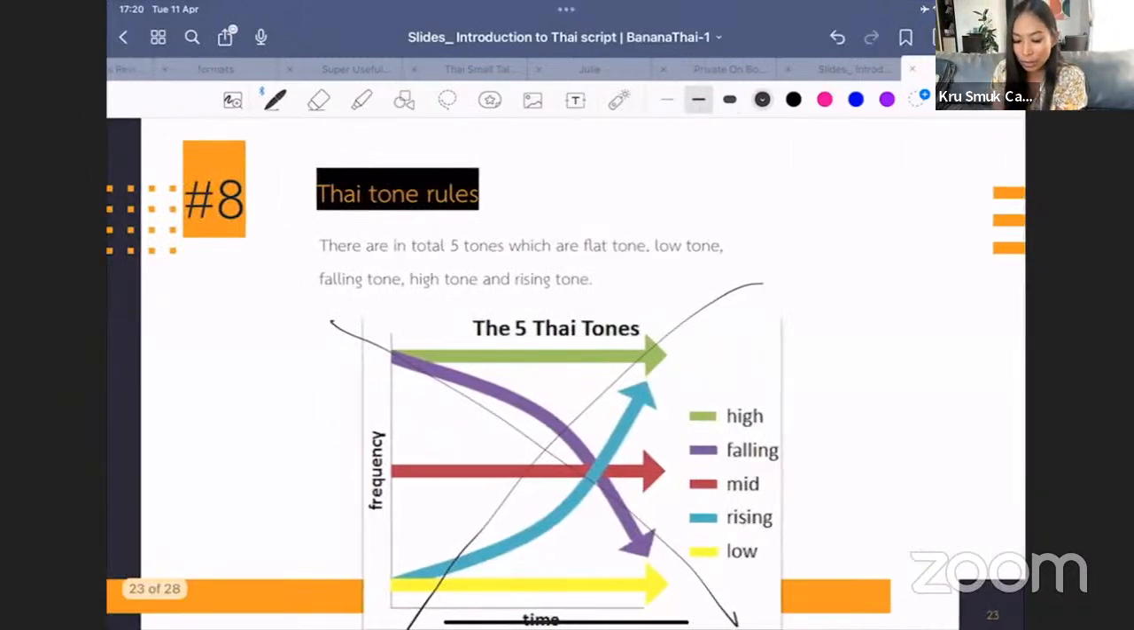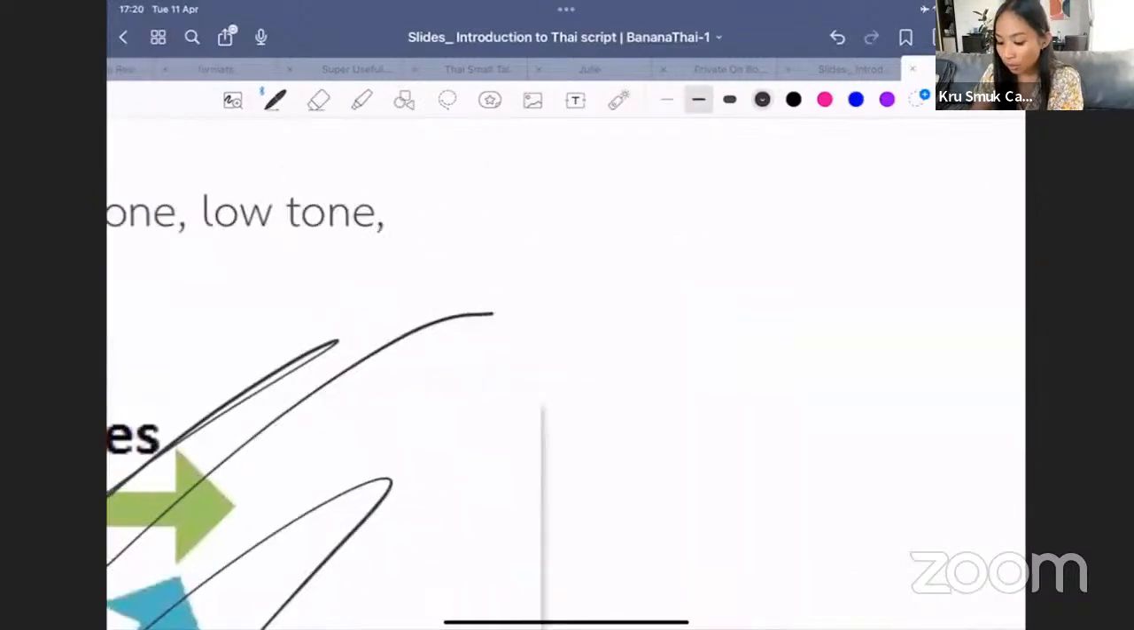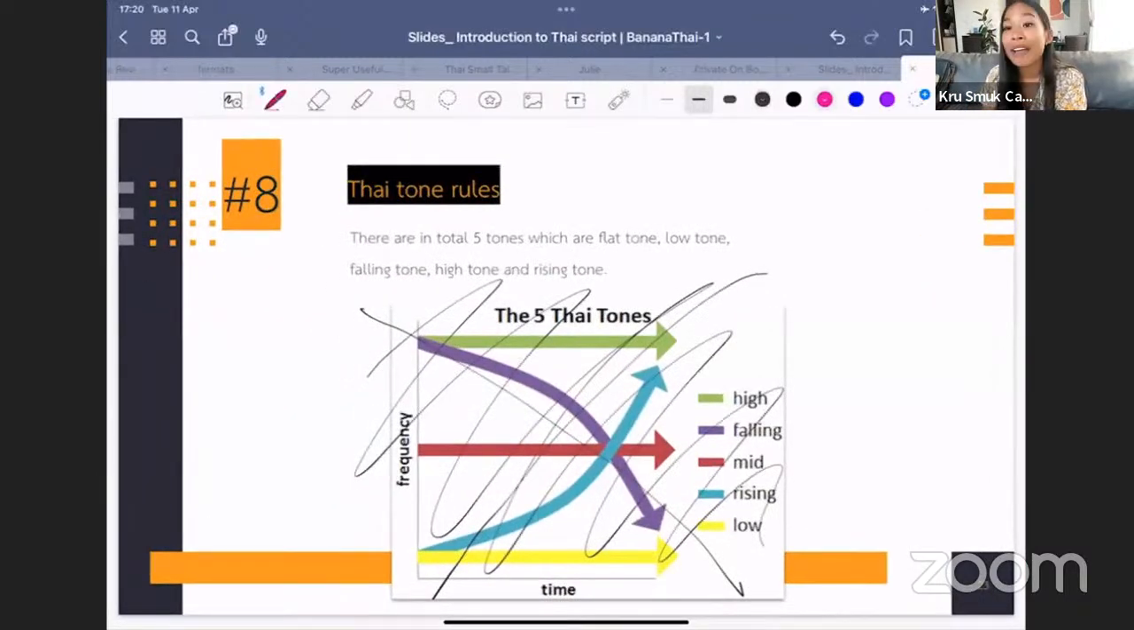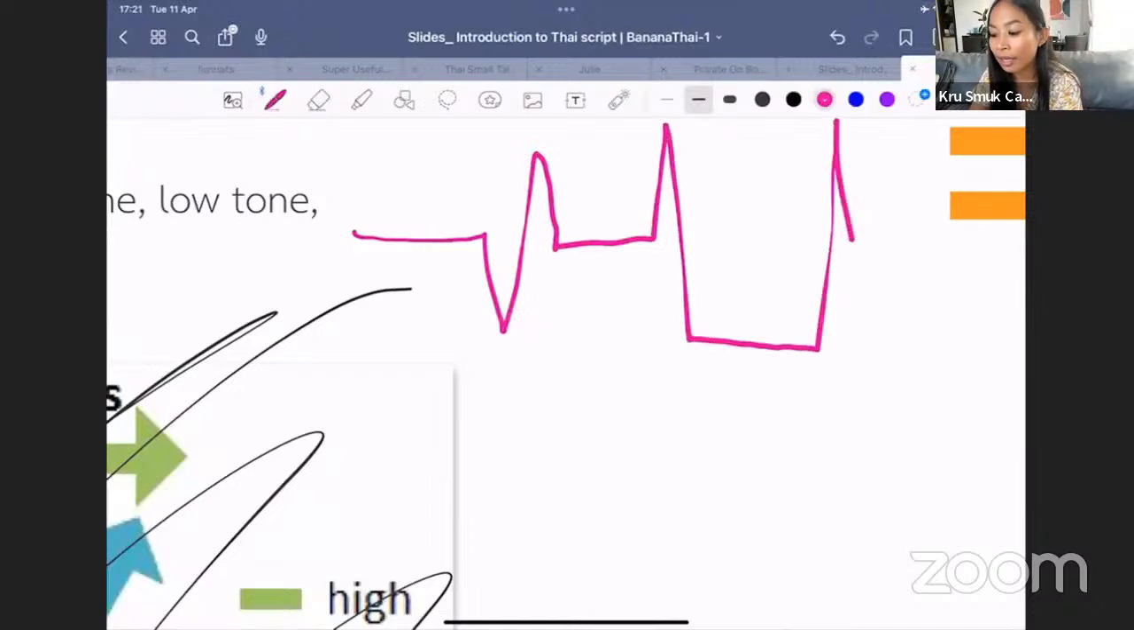I cut this one out because I figured out a graph that works better. Let me put it right here. Before we talk about the graph, there are 5 different tones in Thai. And what is tone? I define tone as a movement of a sound in different ranges of pitch. I'm not a linguistic person, I'm just fascinated by language. Tone is a movement of a sound that can go like this. This is tone. But in Thai, we only have 5 movements.